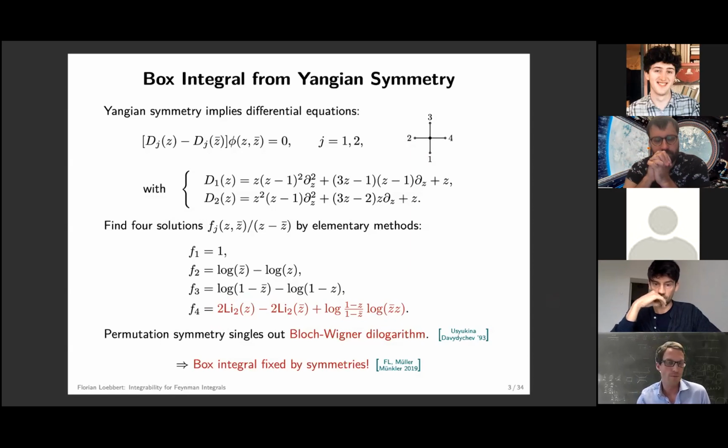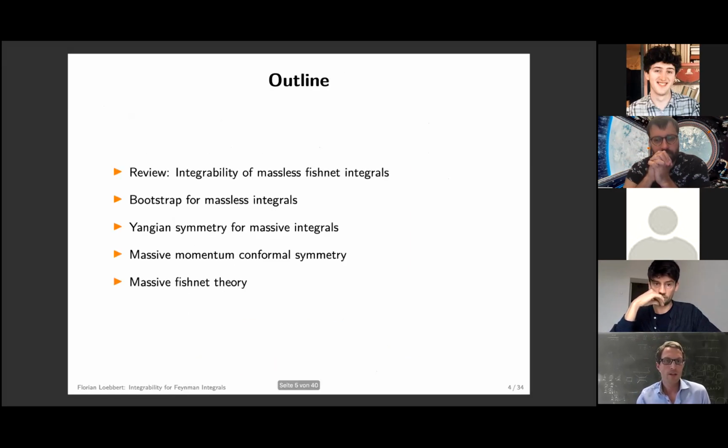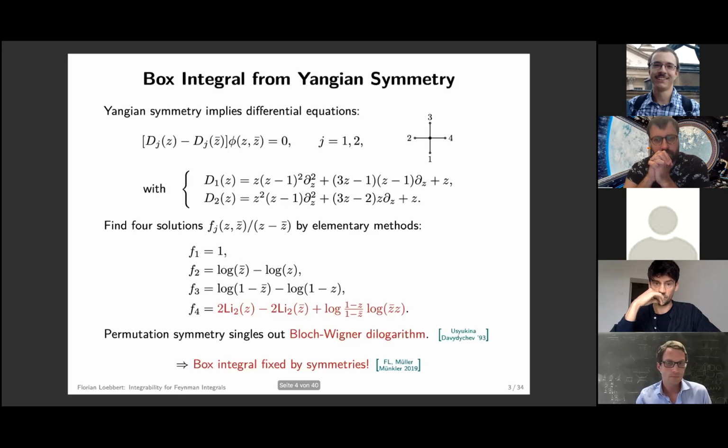Sorry, and this graph is finite, right? There is no divergence? Yes, it's finite, exactly. The Feynman graphs I'm discussing are for generic off-shell external kinematics, so I will not have to deal with any on-shell problems that could arise.